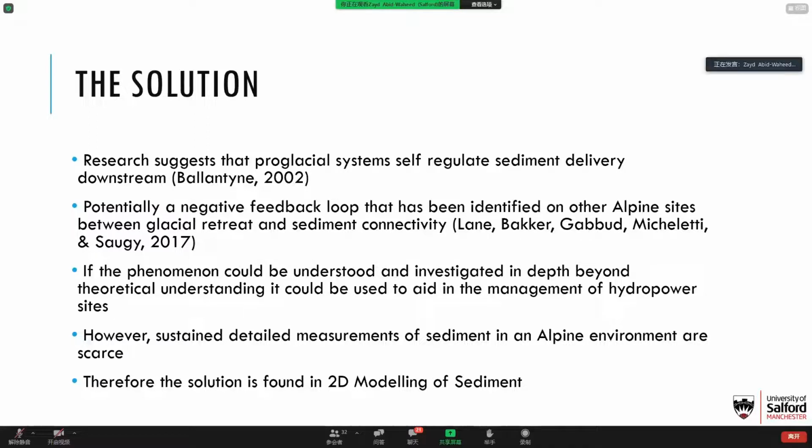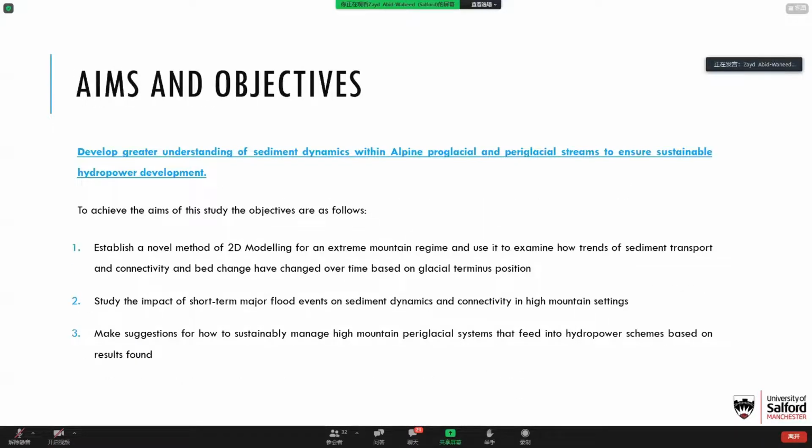Neither are there good models, due to the difficulties of high mountain environments and the difficulties of computing for these sorts of things. These things have only recently become very possible. So hence, my research aims to develop this understanding of the Alpine proglacial and periglacial systems to ensure sustainable hydropower development using the systems that are in place from nature. And we've done that through the following objectives.